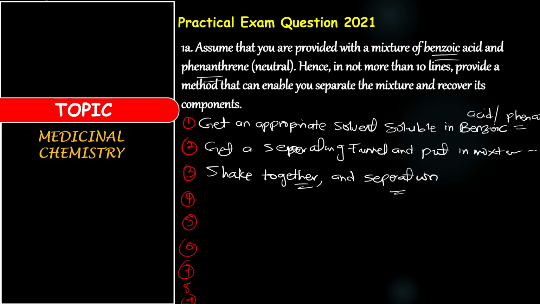The next thing is to now decant, in the sense that you should get the layer containing the benzoic acid and then get the layer containing phenanthrene. Are you getting it now? Remember that the benzoic acid is soluble in an organic solvent. Now, after you decant, evaporate the solvent, the organic solvent.